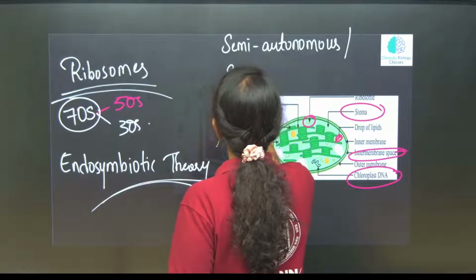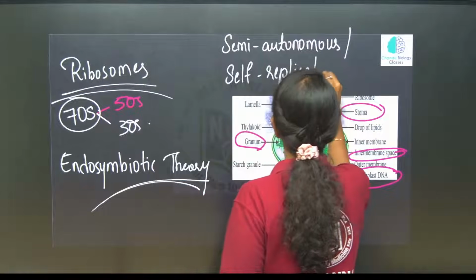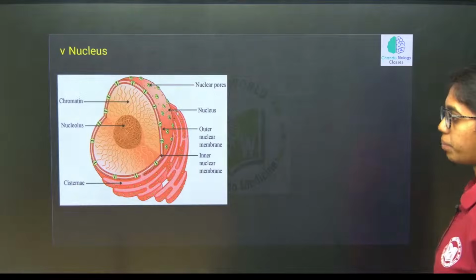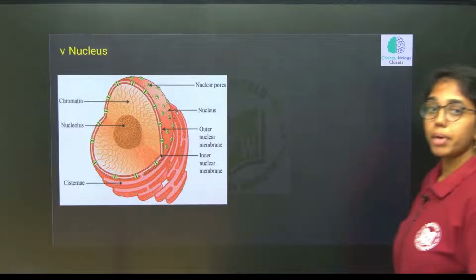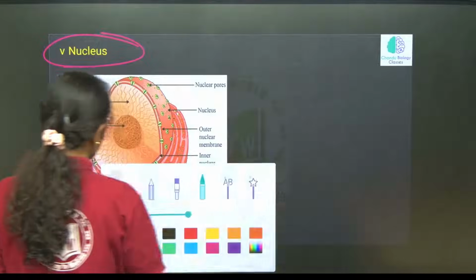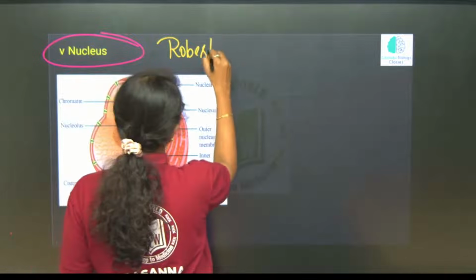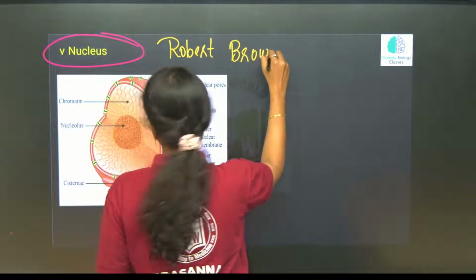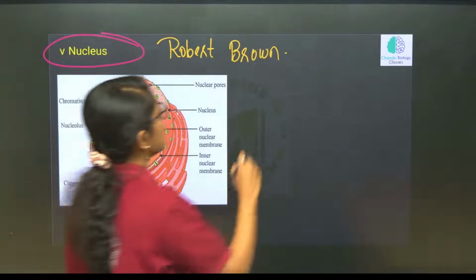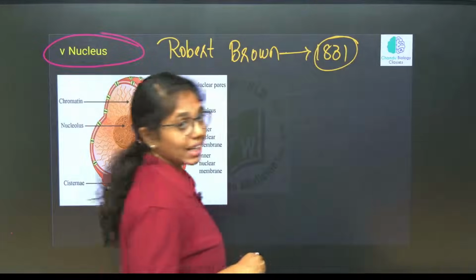Semi-autonomous or self-replicating cell organelles. Note that point, which is very important. And then the last double membrane bound organelle that we have to look into is the nucleus. The nucleus was discovered by Robert Brown in the year 1831.